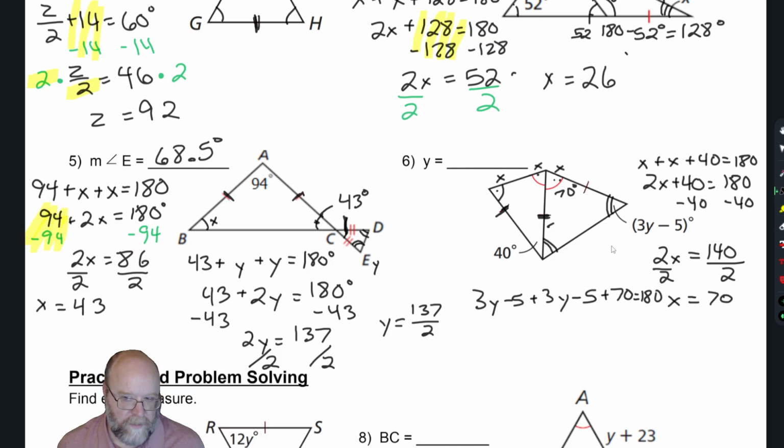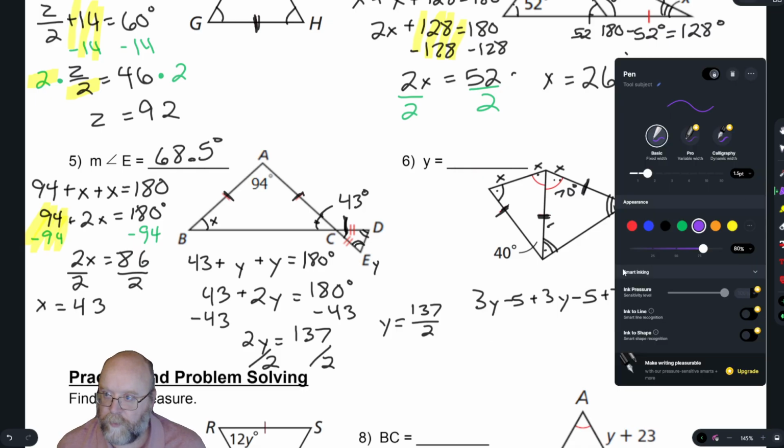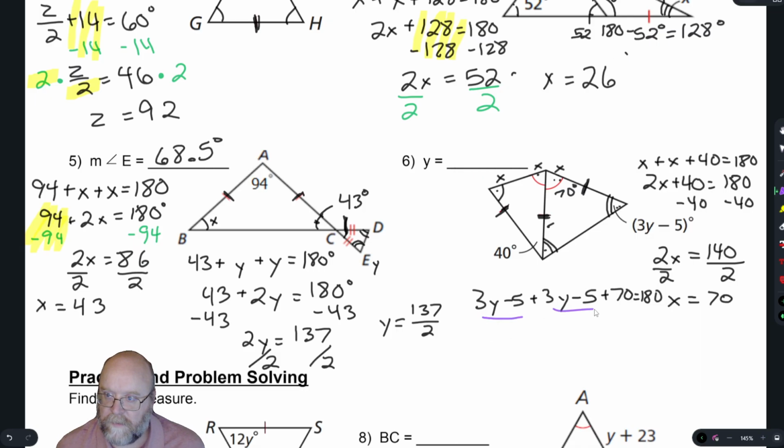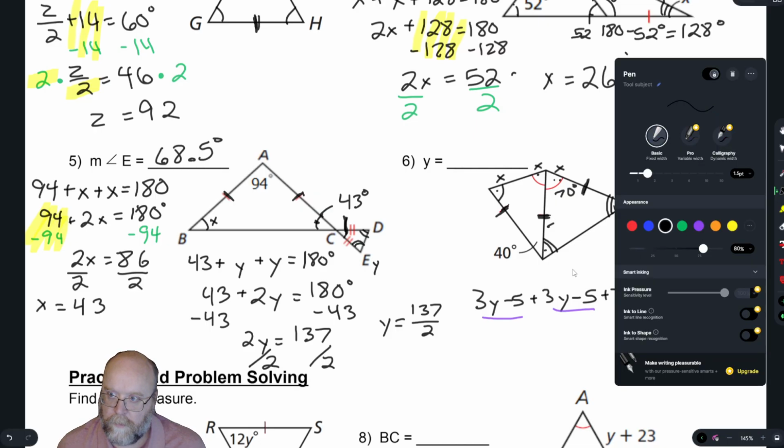You understand why? This angle and this angle are the base angles of this isosceles triangle right here. So these are congruent, and this is 70. So you add 1, 2, 3 angles together. Let's do it with the purple. 1 angle, 2 angles. There's my base angles. Here's that vertex angle. Add them all together. It's going to be 180. Okay? Hope that makes sense.